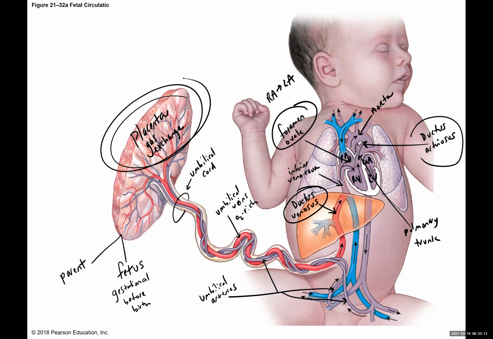This is why so many of these vessels in the fetal circulation are shown in purple, because we are getting a mixture of oxygen-rich and oxygen-poor blood circulating together through the fetus.